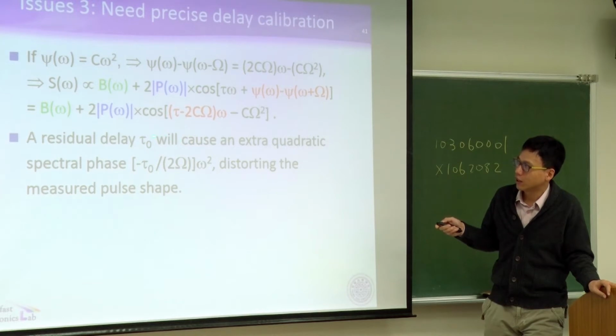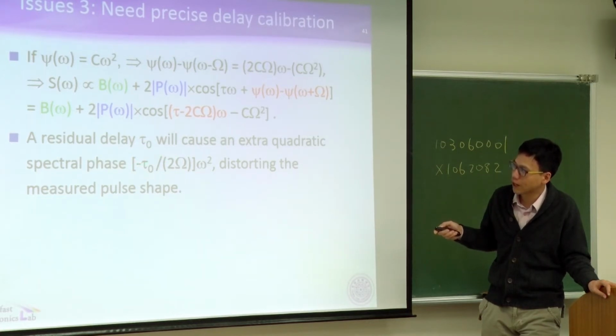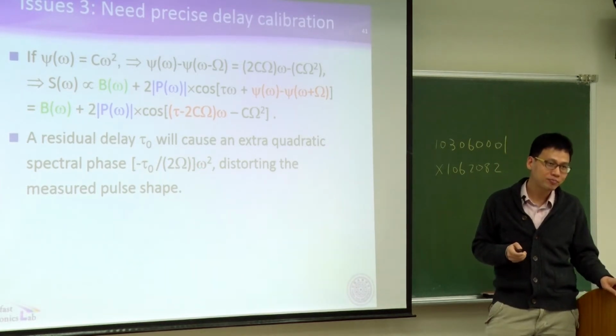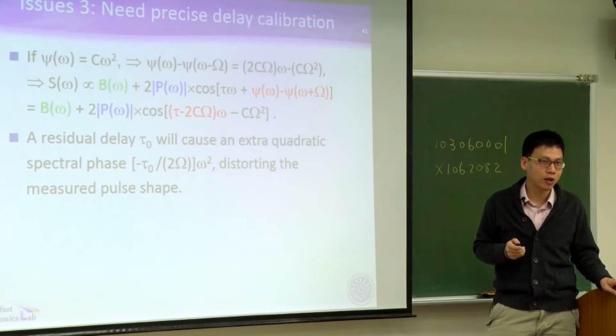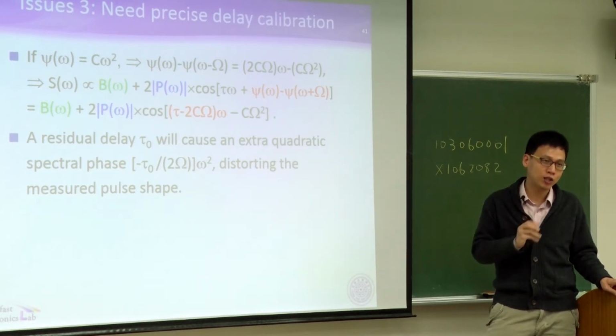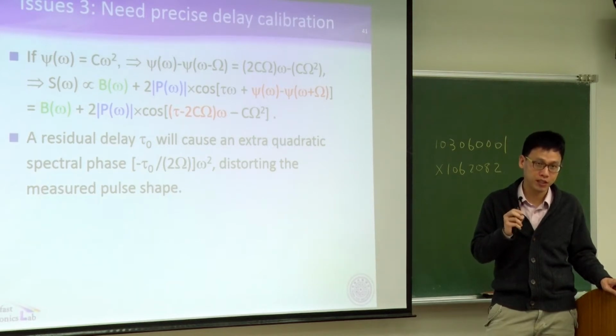And quantitatively, residual delay tau 0 will cause an extra quadratic spectral phase with a coefficient of minus tau 0 over 2 big omega, a quadratic function of omega. So that is a big problem, because now your chirp rate is inaccurate. So your pulse shape will be inaccurate. Okay? Pulse shape in the time domain will be inaccurate.